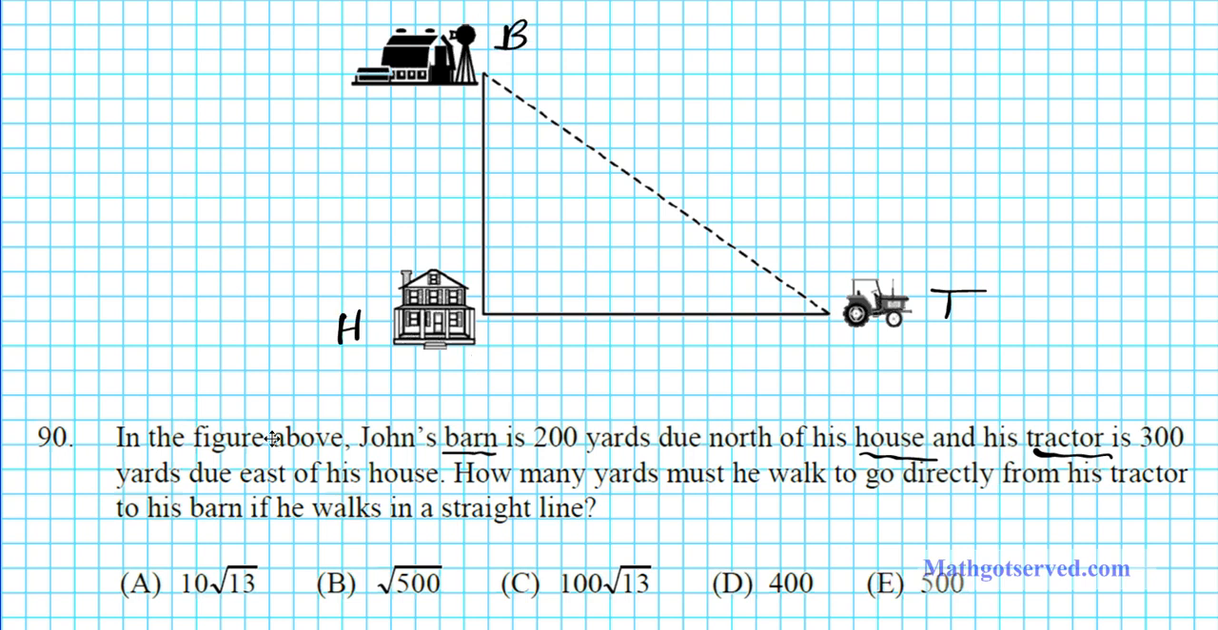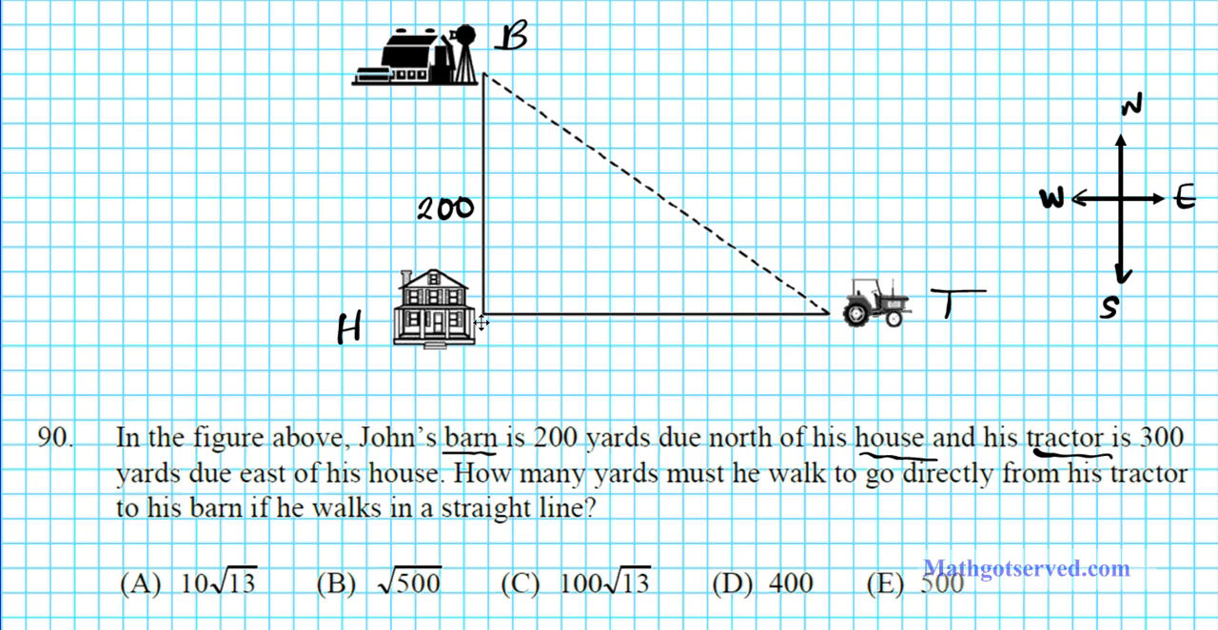Okay, so it says, in the figure above, John's barn is 200 yards due north of his house. What is the north direction again? Sometimes we might get that confused. Let's go ahead and draw the 4 cardinal points: north, south, east, and west. North is always on the top, okay? So this is your north, and you have your south, east, and west. Don't forget that. So if the barn is due north of the house, 200 yards, this is 200 right here. And his tractor is 300 due east.